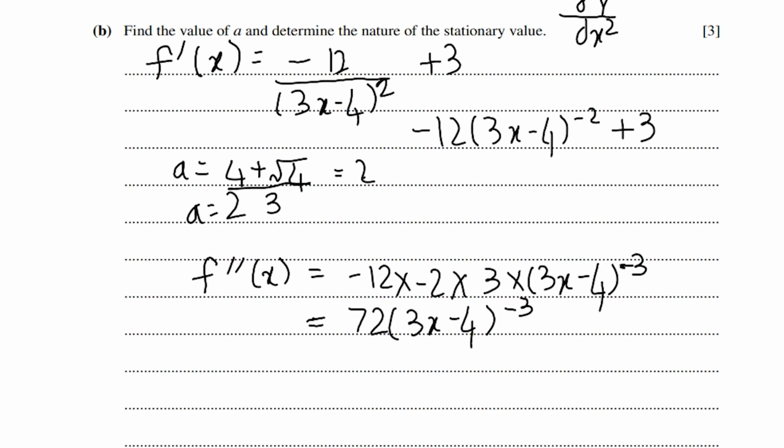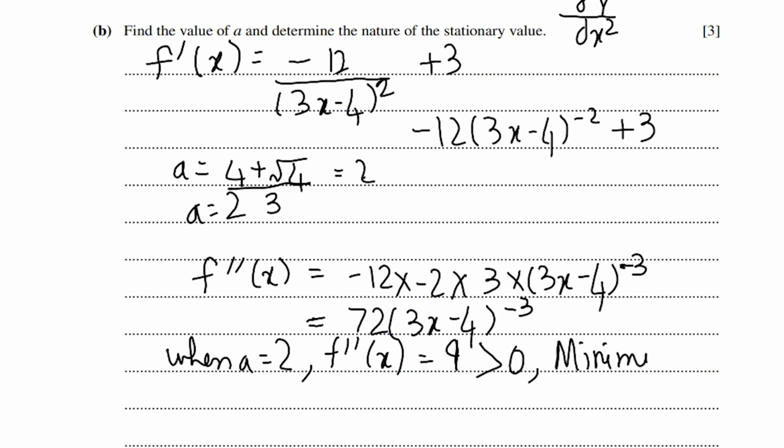Okay, now if you put the value of a in this double differential, the value of a is 2. So 2 threes are 6, 6 minus 4 is 2, and 2 raised to the power minus 3 is 1 upon 8. If you multiply it with 72, you will get the answer 9. So we can write that when a is equal to 2, the double differential of f(x) is equal to 9. Since 9 is greater than 0, we can say that this is a minimum point. The nature is minimum.